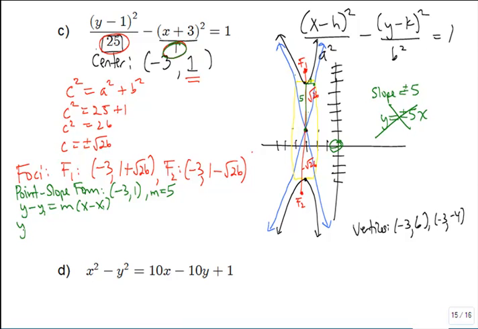So we want to do y minus 1, this y coordinate, equals our slope, which we want to be 5, parentheses x minus this x coordinate. So we get a double negative there, which becomes plus. y minus 1 gives us 5x plus 15, and if I add 1 to the other side, one of my asymptotes is y equals 5x plus 16.